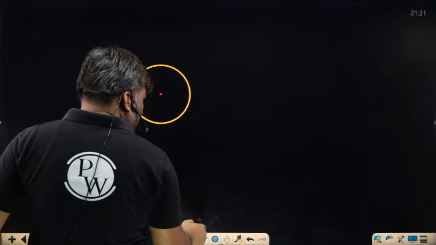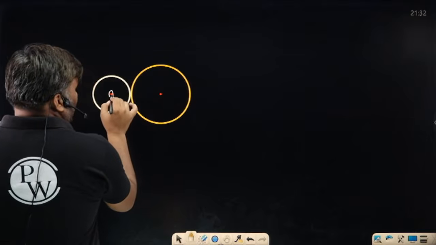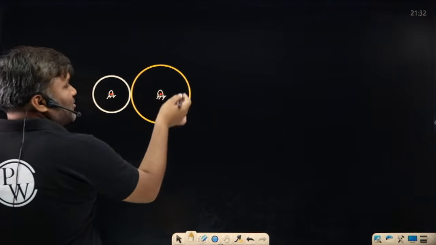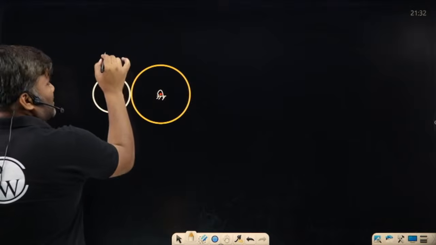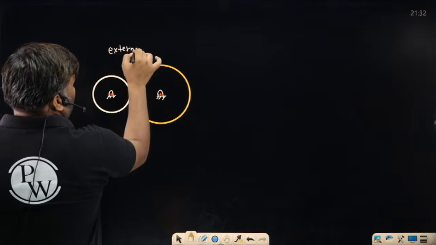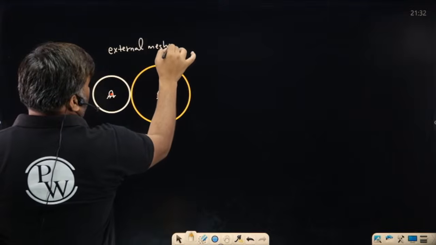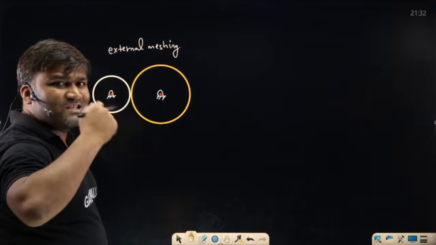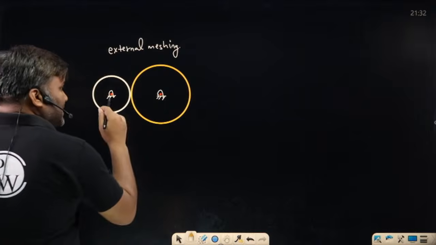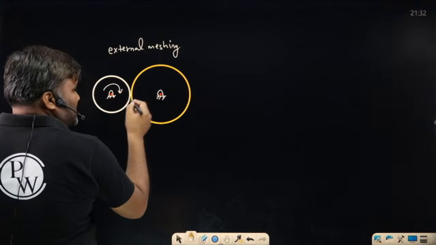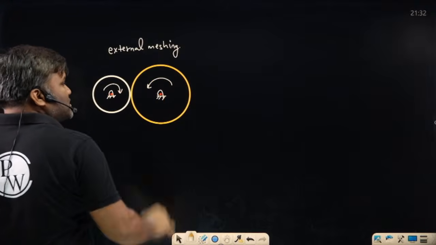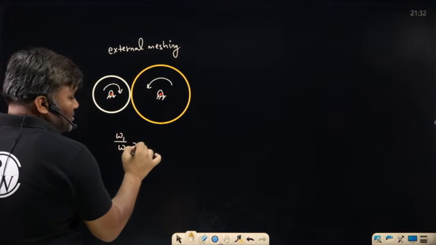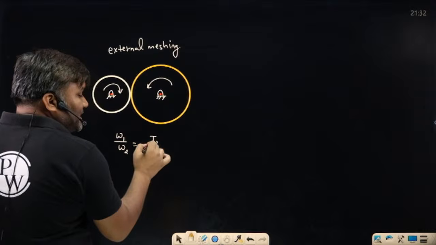This is external meshing. I'm saying one gear is rotating about this fixed axis, another gear is rotating about another fixed axis. This is external meshing. Most of the time, whatever gears you have seen in your life, you have seen external meshing wale gears, है ना? If one gear is rotating clockwise direction में, the other gear will rotate in opposite direction. That's why I have written omega 1 by omega 2, T2 by T1 with a negative sign.